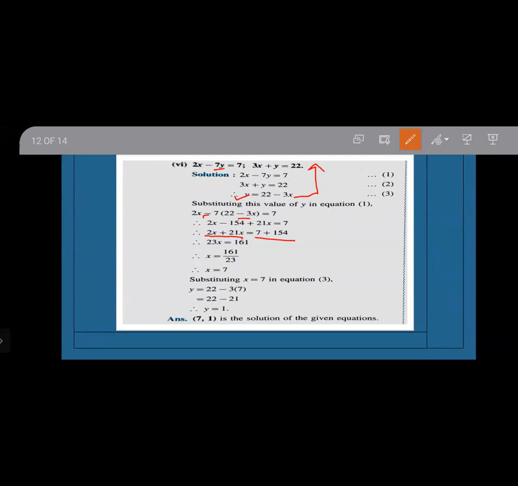So x is equal to, now see here, this is a linear equation in one variable. So x is equal to 161 upon 23, which is equal to 7. So the value of x is 7. Now this value you can substitute in 1, 2 or 3. The second time you have the choice, but the first time you don't have the choice. Substitute, and you will get the answer for y. I hope you are clear how you can solve by the substitution method.